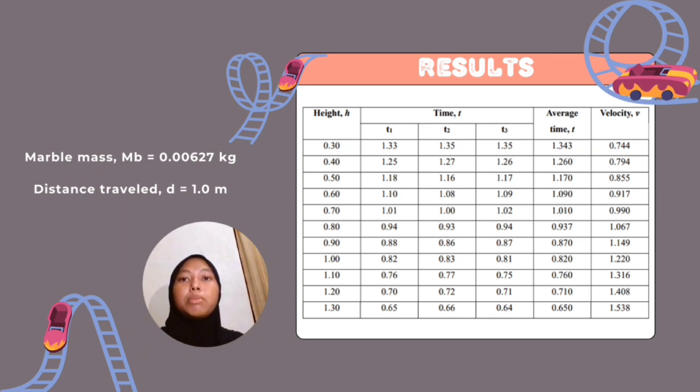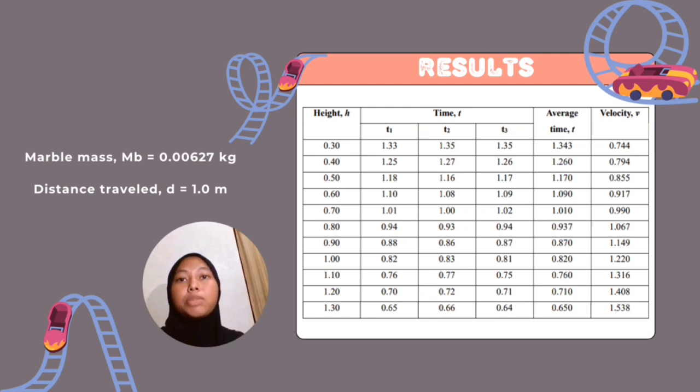This experiment mirrors what happens on a real roller coaster. As the coaster climbs a hill, it gains potential energy. At each descent, the energy transforms into kinetic energy, propelling the coaster forward.